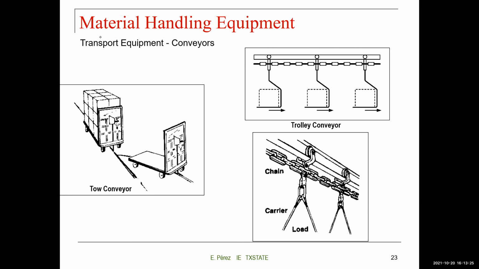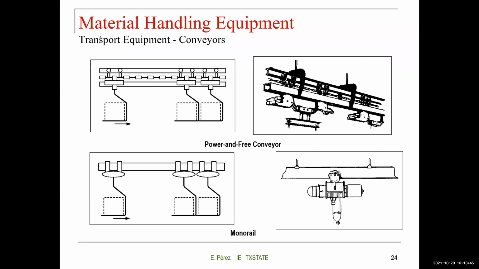Transport equipment conveyors. This trolley conveyor, again, has a specific capacity, so you know how much you're transporting, so it kind of keeps your flow constant. And so there are two here, and the tow conveyor. More examples. You have a power and free conveyor, same thing, similar to the trolley conveyor here, some on power, some off power.